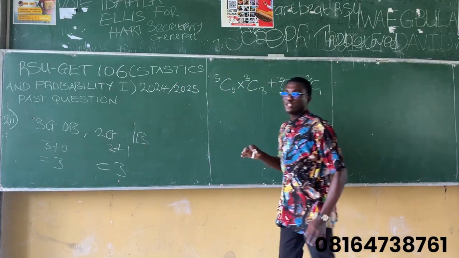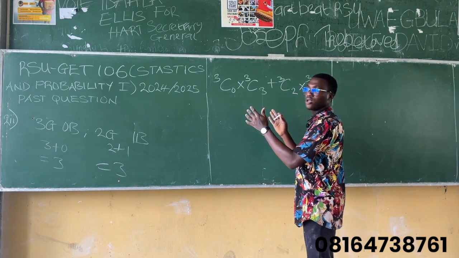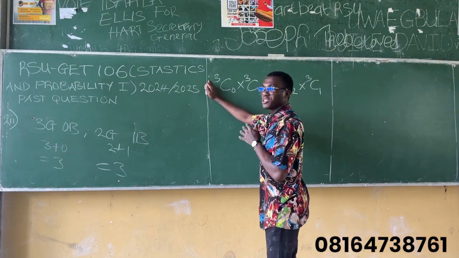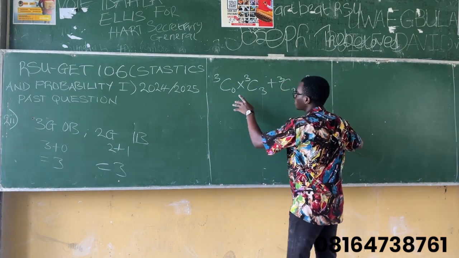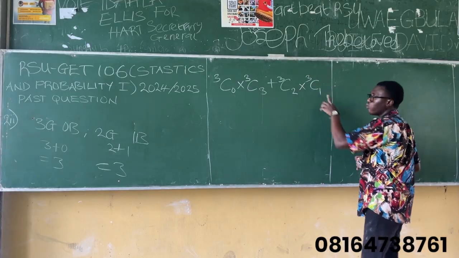Because r is what you're selecting and n is the total you have to select from. So since we have a 3-member committee, that's the total space that we have. And what we are selecting is 0 boys, 3 girls, 2 girls, 1 boy.